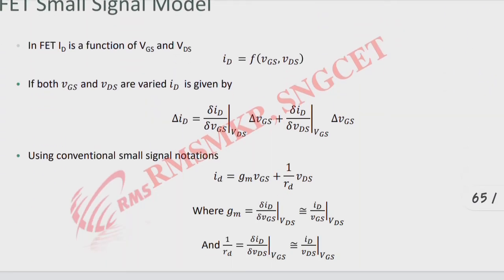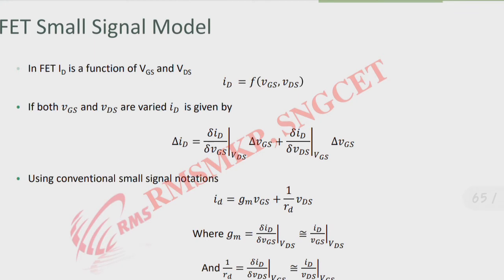Next, FET small signal model. In FET, ID is a function of VGS and VDS. ID is f of VGS, VDS. If both VGS and VDS are varied, ID is given by delta ID is equal to delta ID by delta VDS into delta VGS plus delta ID by delta VDS into VGS into delta VGS.